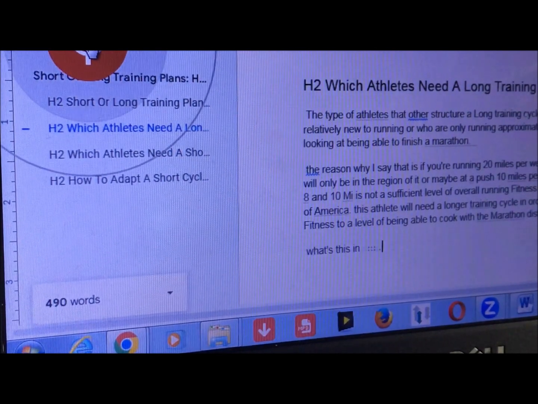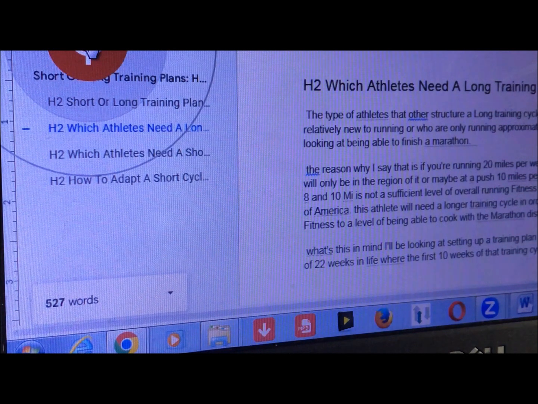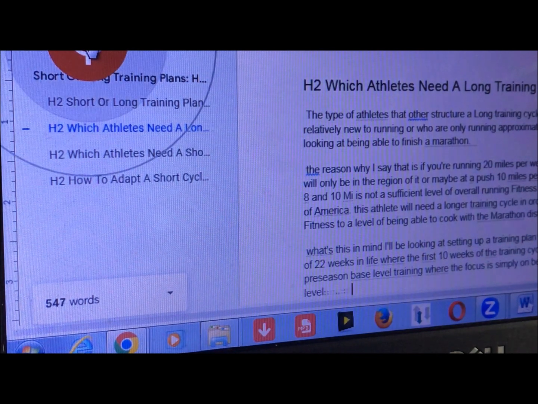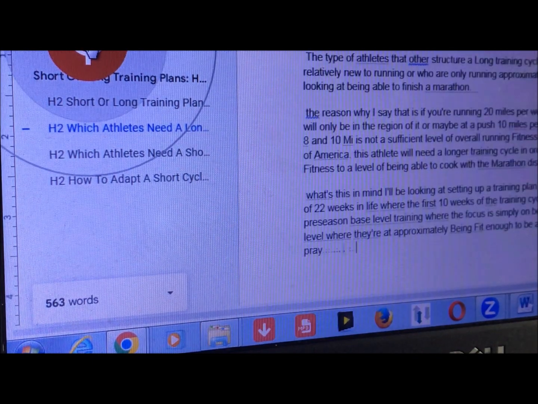With this in mind, I'll be looking at setting up a training plan for this runner that is in the region of 22 weeks in length, where the first 10 weeks of that training cycle will be looking very much like pre-season base level training, where the focus is simply on being able to build up fitness to the level where they're at approximately being fit enough to be able to start a 12-week marathon training program.